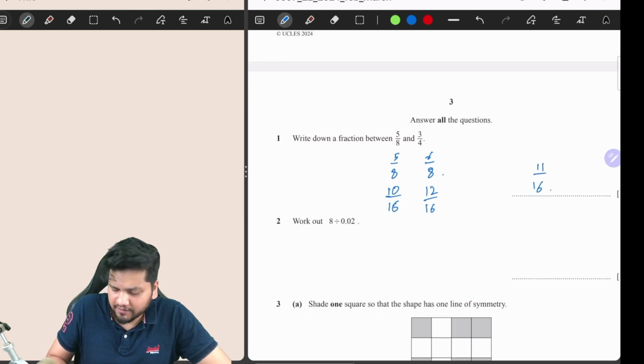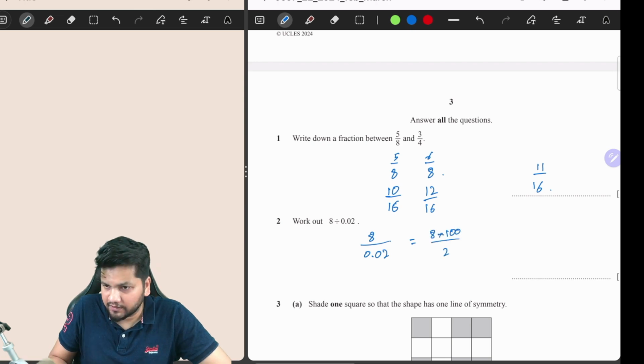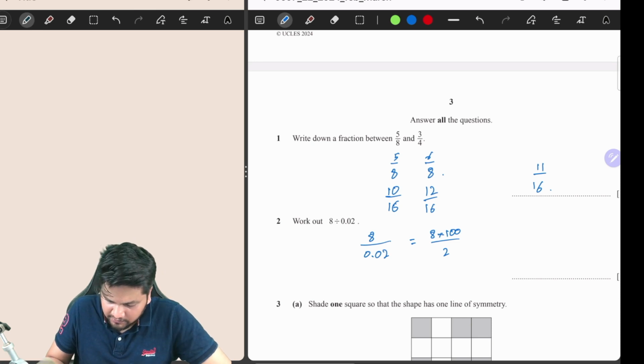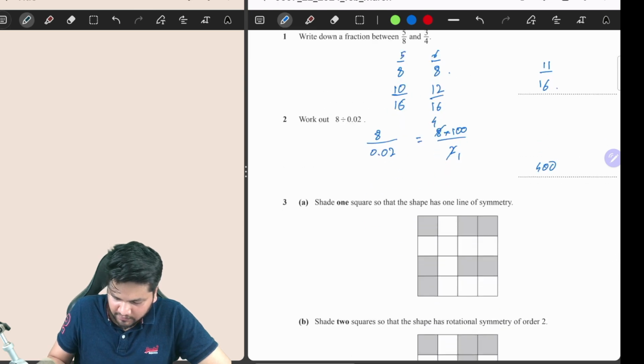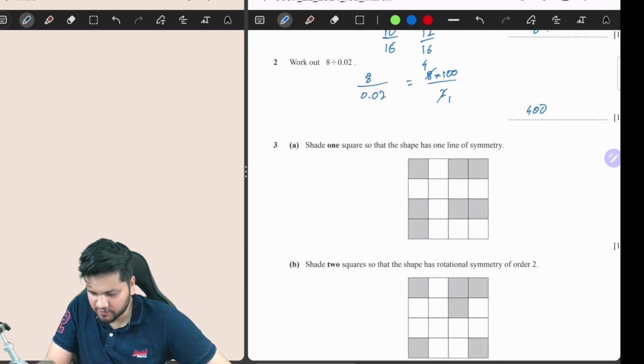Second question, 8 divided by 0.02. All you have to do is write 8 by 0.02 like this. That is nothing but 8 into 100 upon 2. I'm just converting the decimal 0.02 into a fraction. So that is nothing but 2, 1. This is going to be 4. The answer is 400.